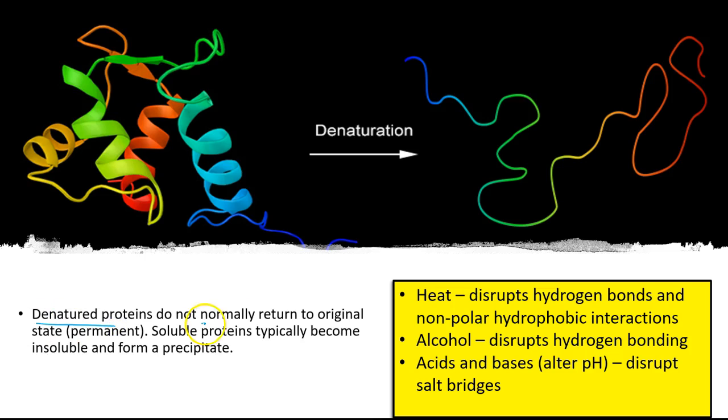Denatured proteins are not normally going to return to the original or permanent state. They are going to become insoluble if they were soluble, and they are going to form a precipitate, which is typically going to fall to the bottom of the solution that the protein is in. So if that protein is in your body and it becomes denatured, it's just going to precipitate out of that solution and become useless. It is not going to be switched back. Once it looks like this, it cannot go back and reconform itself or reshape itself. It's going to be broken or restructured forever.